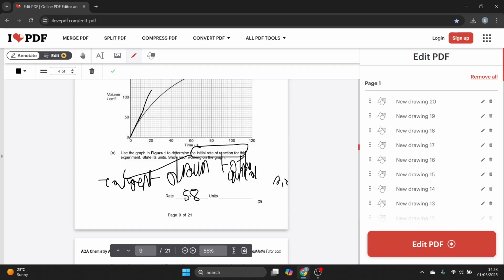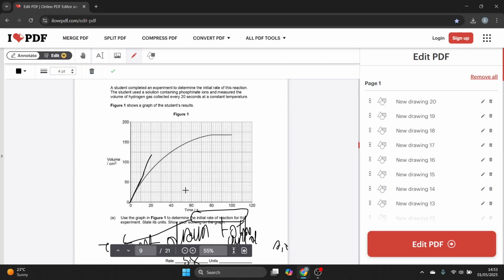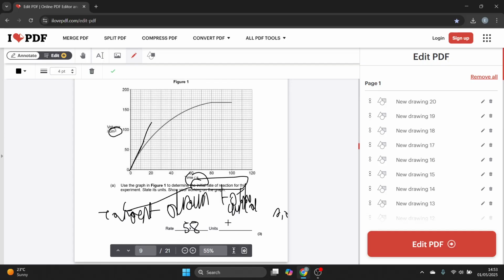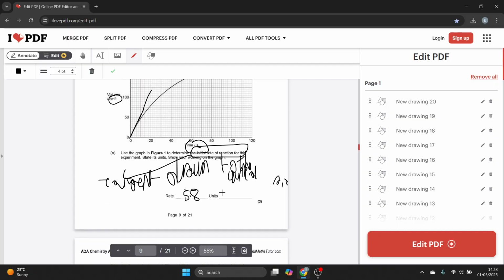The units. What would be the units? Well, it's going to be centimeters cubed per s. But because I want the rate, it's cm³ s^-1. Not centimeters cubed s. That's a very easy mistake to make, but please don't make that mistake. It's cm³ s^-1.